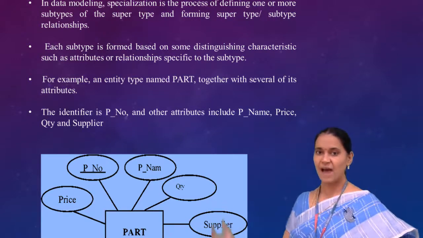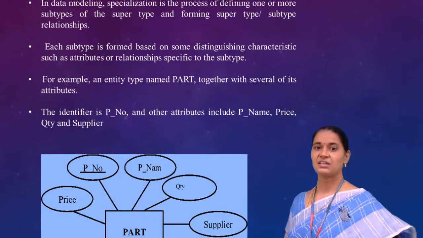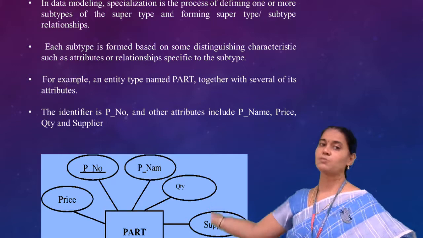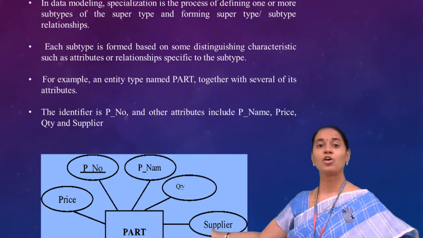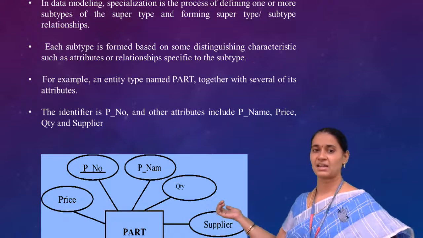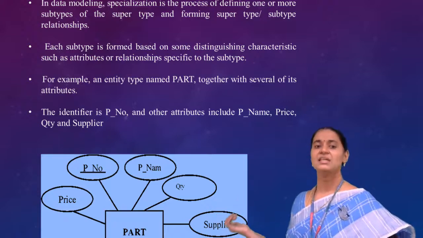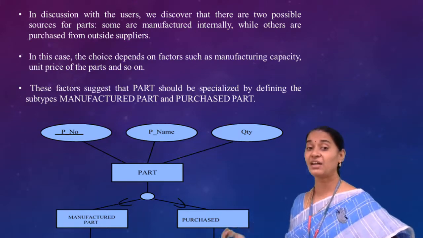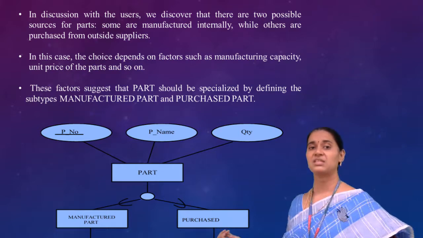In our example, part is an entity type which has different attributes. Among the different attributes, part number is called an identifier or the key attribute, and it identifies the other attributes which include part name, part price, quantity and supplier. Now let us go into this in detail. These parts are again divided. In the parts we have two types to be discussed.